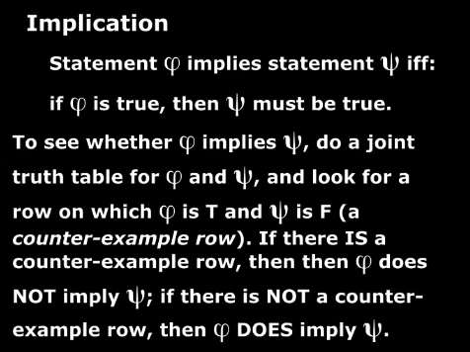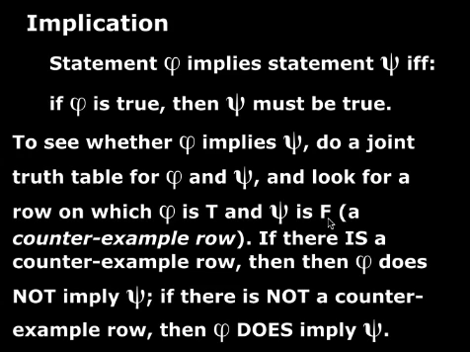You do a joint truth table, and you look for what we're going to call a counterexample row. Okay, right here, counterexample row. This is going to be a row where phi is true, but psi is false. So on that same row, you get that pattern of trues and falses. Phi is true, but psi is false on that row. That's called a counterexample row.